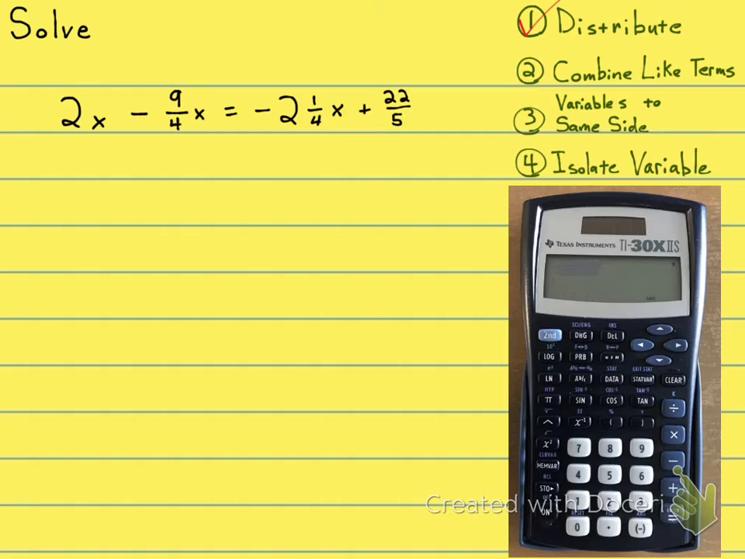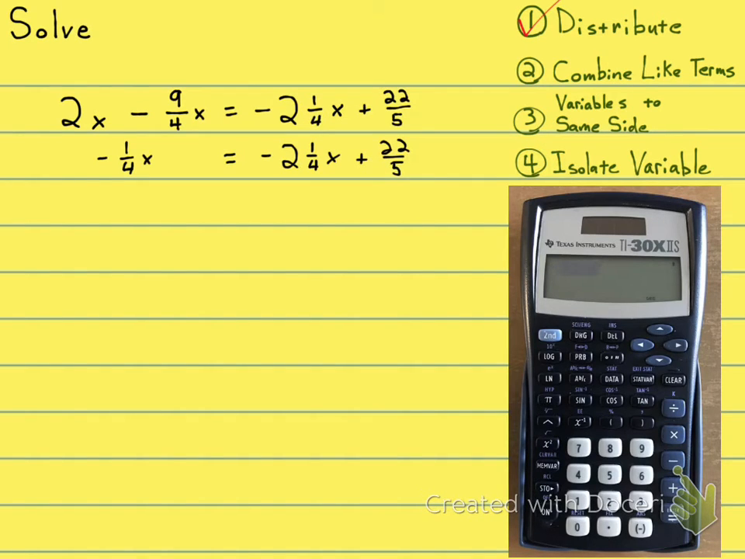I'm going to punch in 2 right here, minus right here. And then to do the fraction 9 over 4, I'm going to use the ABC button. 9 ABC 4. And then hit equals. That's going to give you negative 1 over 4x. Okay, and that equals negative 2 and a fourth x plus 22 over 5.